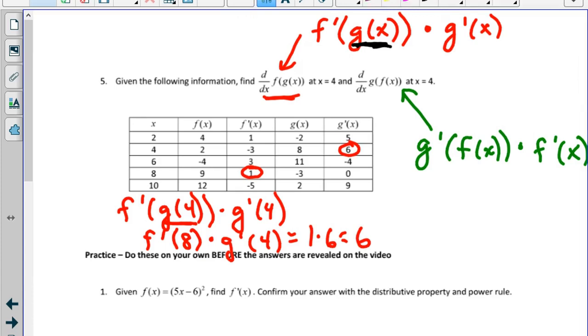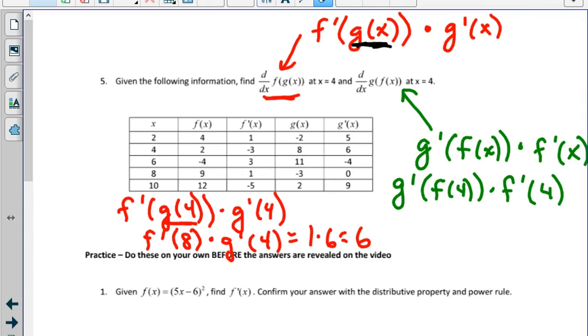Let's do the same thing for the g of f of x derivative at x equals 4. So I need g prime of f of 4 times f prime of 4. So I need to look at f of 4. So f of 4 on my table is 2. So that means g prime of 2 is what I'm looking for, times f prime of 4.